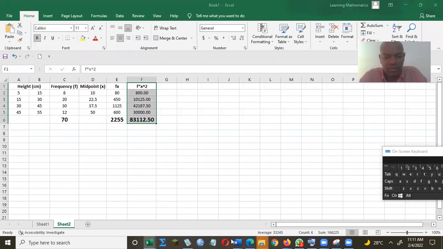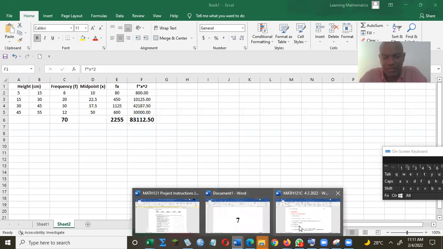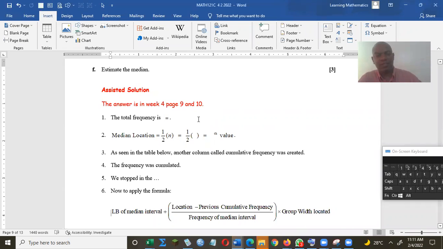So you can just follow the steps in the assignment itself together with week 4, this example that we are doing there. So find the total frequency, 70. Locate the median, because the n now is equal to 70. The total frequency is equal to the n. Please take note of that. So our n in that case is 70.